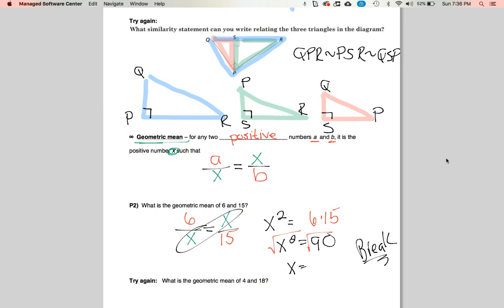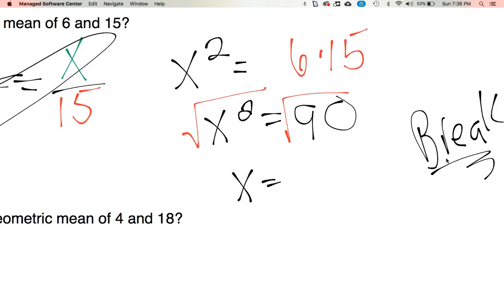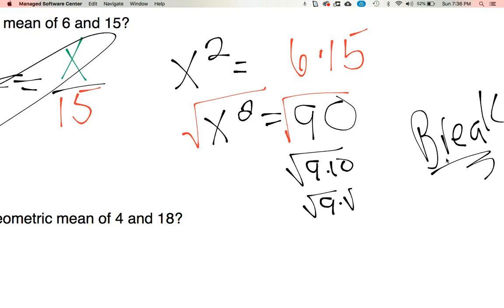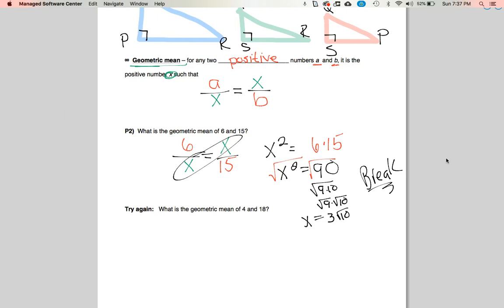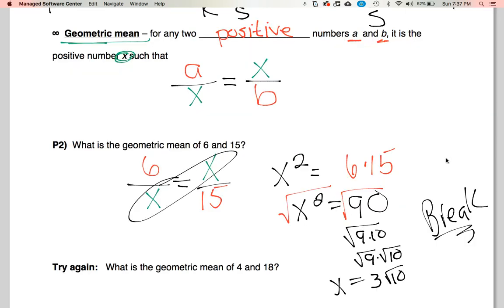All right, so let's go back to 90. Ninety is 9 times 10. So maybe you skip that step. Maybe you start going straight to that step. That's perfectly fine. So x equals 3 times the square root of 10. Now, we just did a lot there. Remember, that was just a side break when we talked about geometric mean.